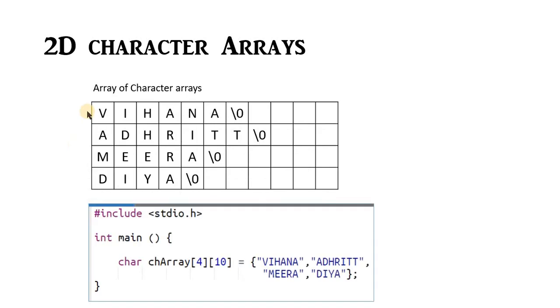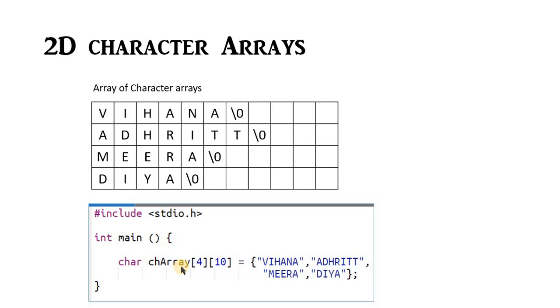As we have already learned, a 2D array is a two-dimensional grid of values with rows and columns. In this case, each row represents one character array or one string. Every row contains one string element. This is how we declare 2D character arrays.